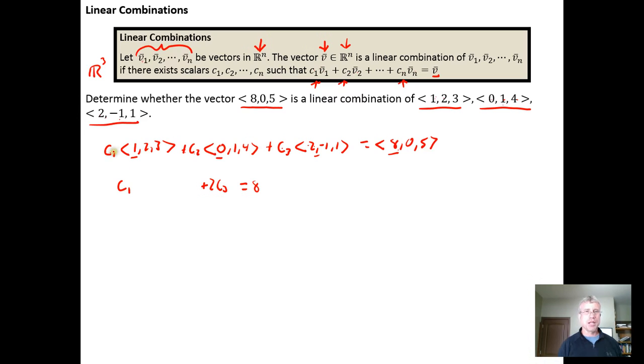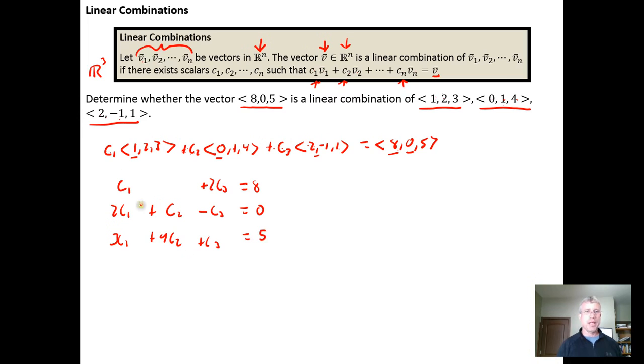Now we work with the second component. C sub 1 times 2 is 2c sub 1, plus 1 times c sub 2 is c sub 2, plus c sub 3 times negative 1 is going to be a minus c sub 3, and those need to add up to the 0. And finally, the third component, 3c sub 1 plus 4 times c sub 2 plus 1 times c sub 3 needs to add up to 5.